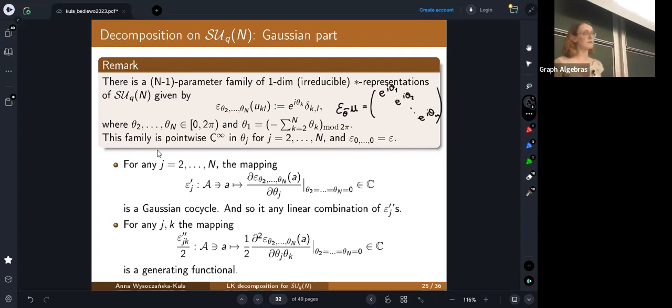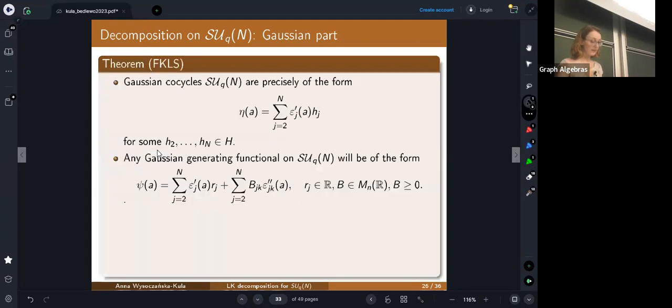And this family is again of C infinity class, if we treat it as a function of a fixed theta_j. So we can do the same trick as Skeide and Schürmann did. So we compute the derivative at 0 in one of the directions. And each such derivative, epsilon prime_j, will be a Gaussian cocycle. And of course, a linear combination of Gaussian cocycles will be a Gaussian cocycle again. And again, if we take the second derivative in any two directions, possibly different, we will get a generating functional. So we got a bunch of examples of Gaussian cocycles and Gaussian generating functionals.